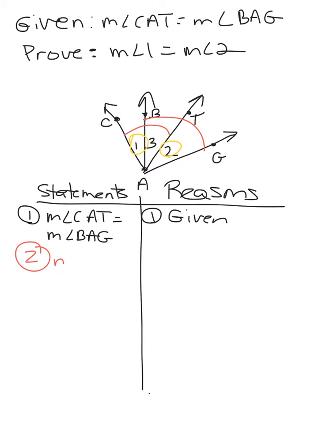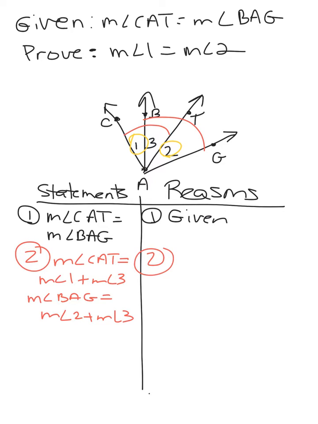So I can say the measure of angle CAT is equal to the measure of angle 1 plus the measure of angle 3. I can also say same thing for the measure of angle BAG. The measure of angle BAG is equal to the measure of angle 2 plus the measure of angle 3. And the reason I can say that is because of the angle addition postulate.